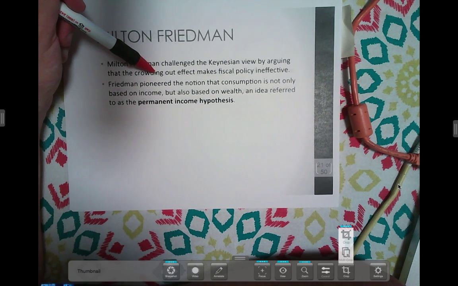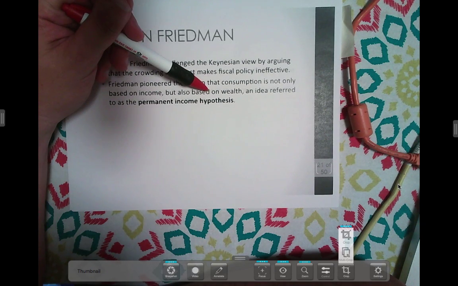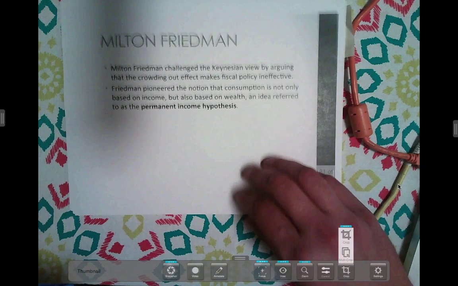The idea is that even if the government were to temporarily increase my income by giving me a job or just giving me money, that's not going to be the sole determinant of how much I as an individual decide to spend. I actually care about what my overall income level is going to be over my entire lifetime. I actually care about my overall wealth levels, and that is going to affect my spending patterns much more.